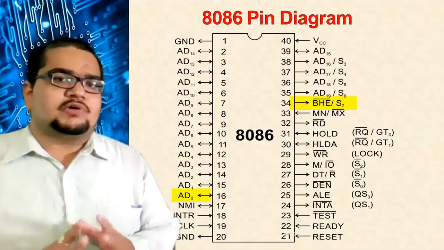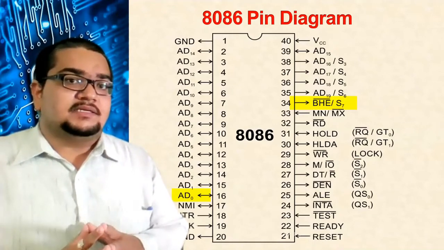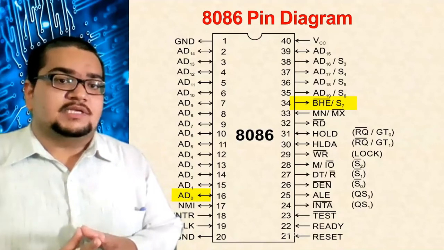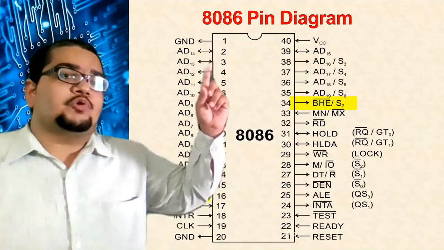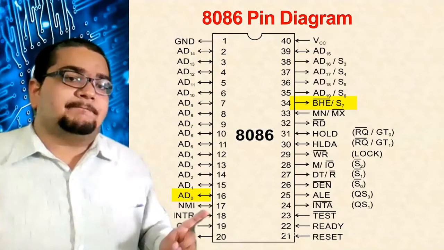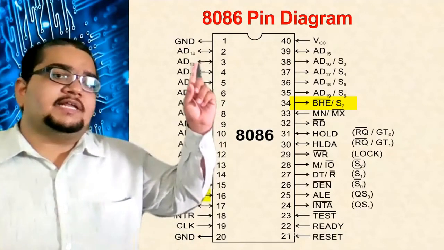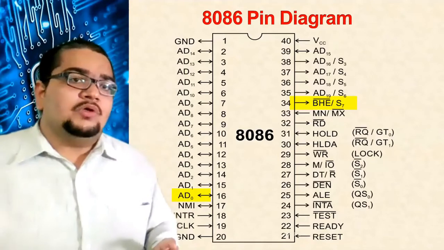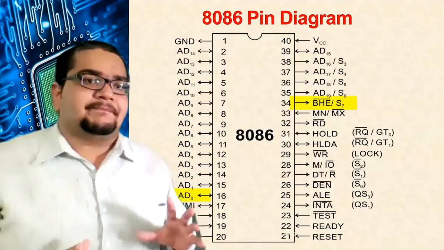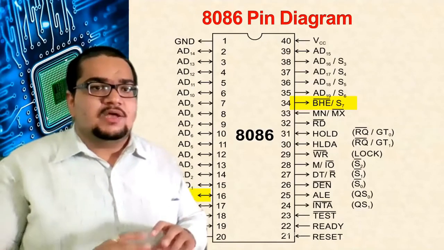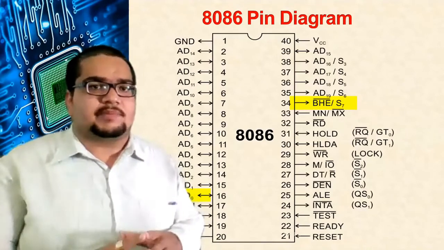But very briefly, you have to understand that 8086 has 20 address lines. So where are the 20 address lines? You can check pin number 16 here. From pin number 16 going up to 2, we have pins AD0, AD1, AD2, AD3, and so on, up to AD14 available here. AD stands for address slash data. That means these lines work as address lines as well as data lines. How it does that, we'll see in some time.